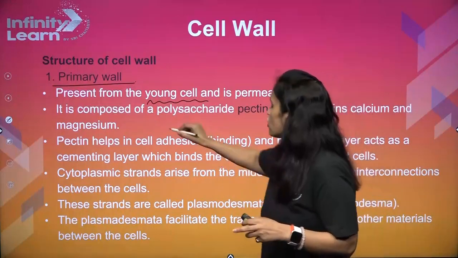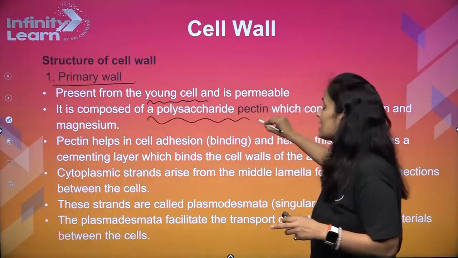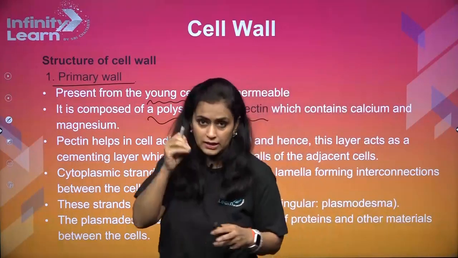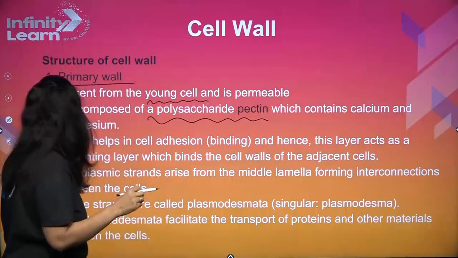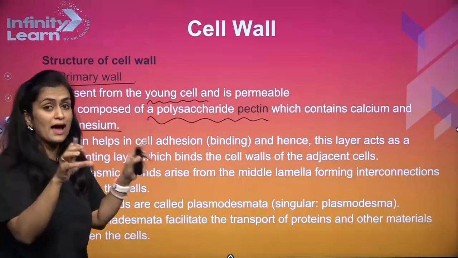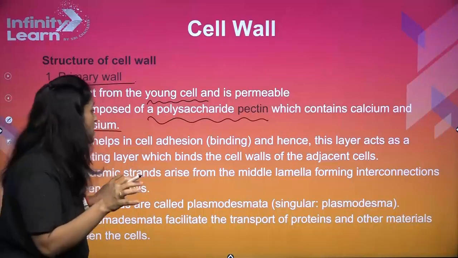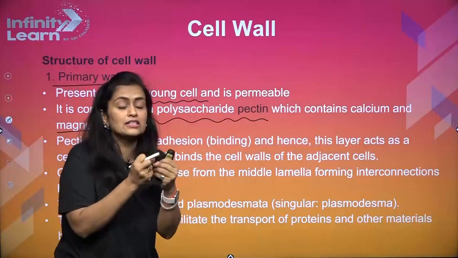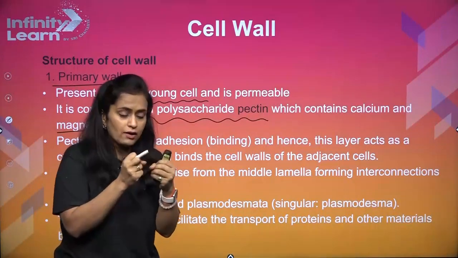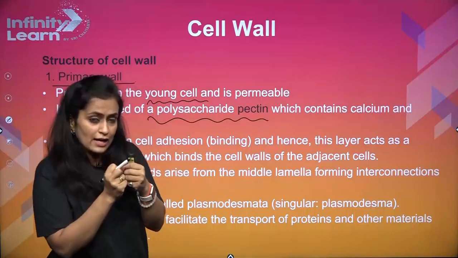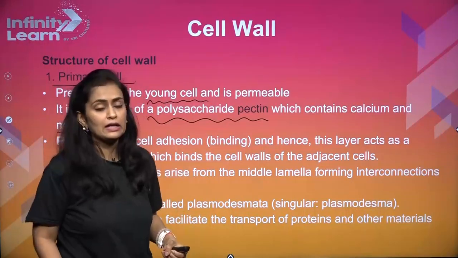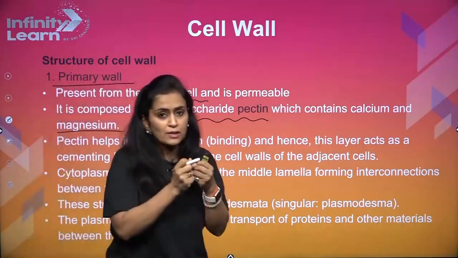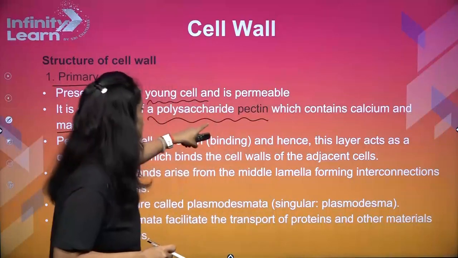Now it is composed of what? It is composed of the polysaccharide pectin. Now what is pectin, guys? Pectin is a material which has calcium and magnesium in it, and this pectin helps in cell-cell adhesion. Adhesion means sticking. One cell stays in contact with another with the help of pectin. Otherwise, they would all be free, moving here and there. But no, in the tissue, you have them all staying together. That is because of this pectin.